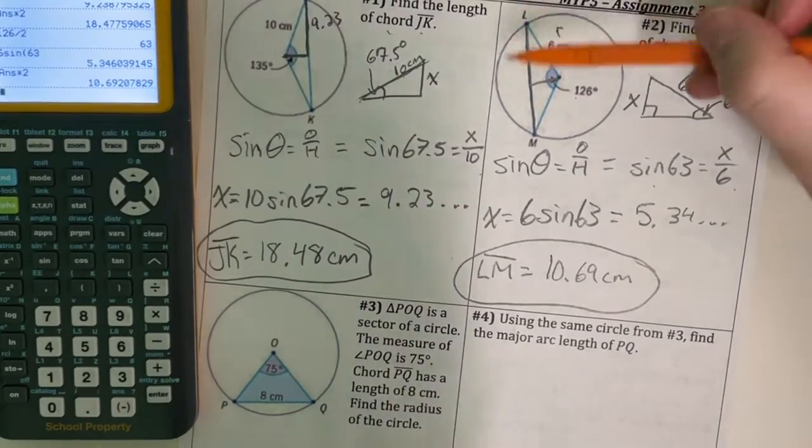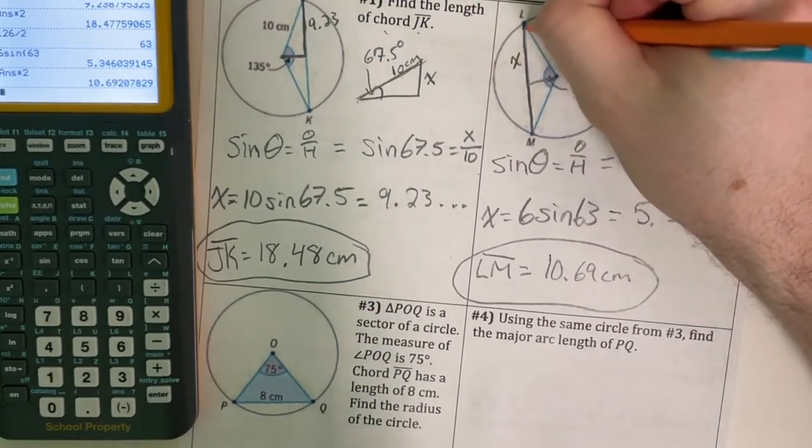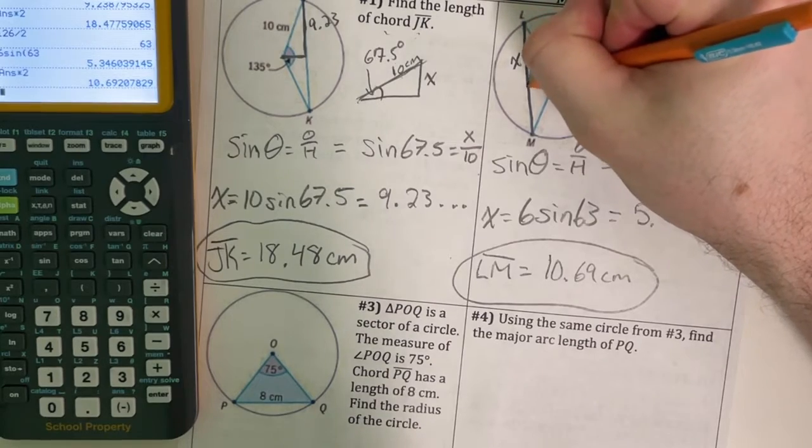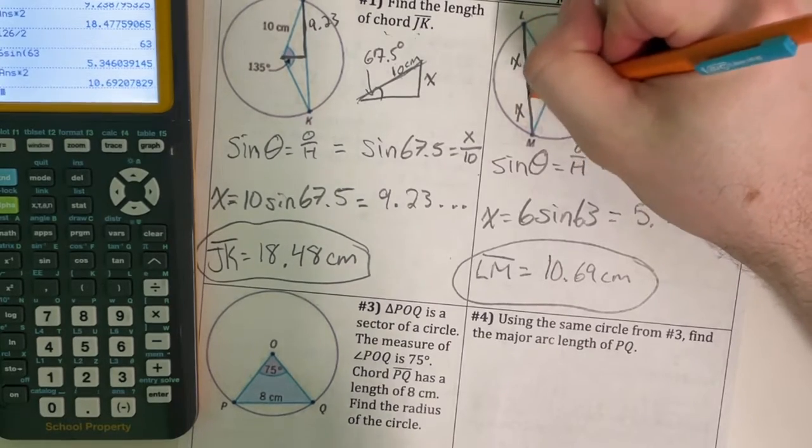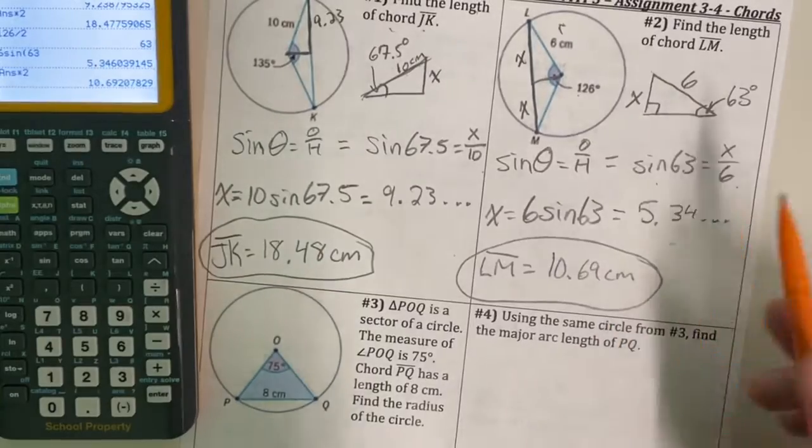Again, make sure you're seeing how I got this. From here to the center is x. That means I have that same length again, which is why I'm multiplying by 2.